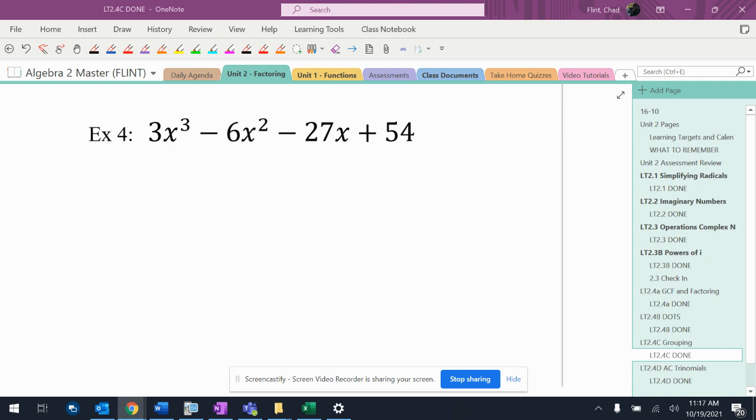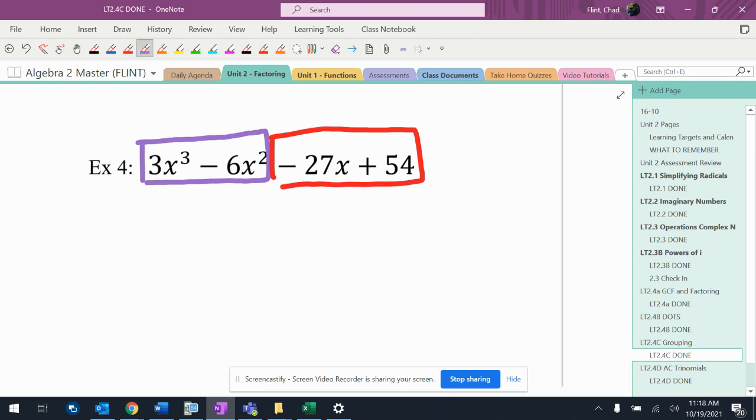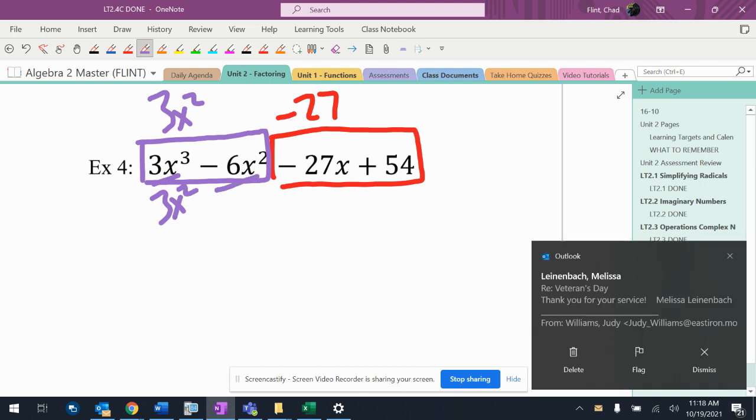I'm going to treat this like I don't see this as a GCF because I think this is way more likely to happen. So I got a purple box, I got a red box. The GCF in the purple box is going to be a 3x squared. The GCF in the red box is going to be a minus, whoops, that is not the right pen. It's going to be a minus 27. All right, so those are my GCFs. So I'm going to divide both of these by 3x squared.